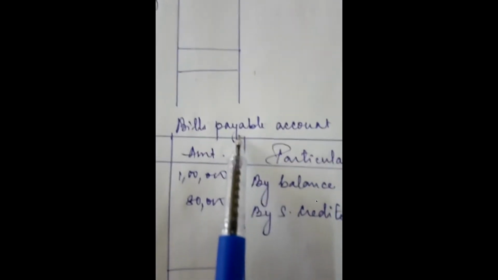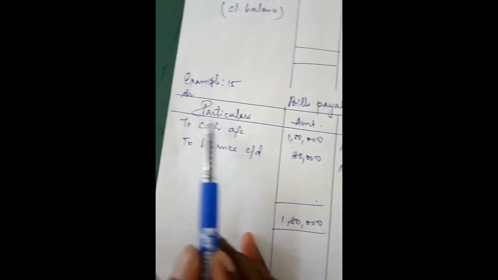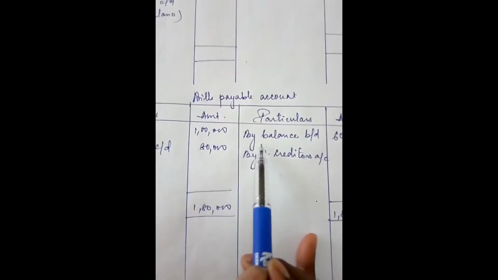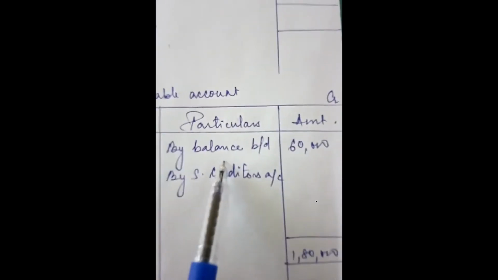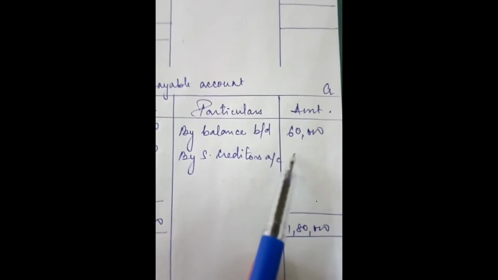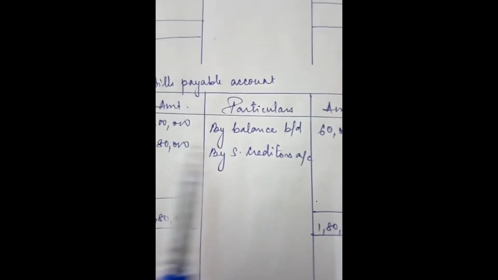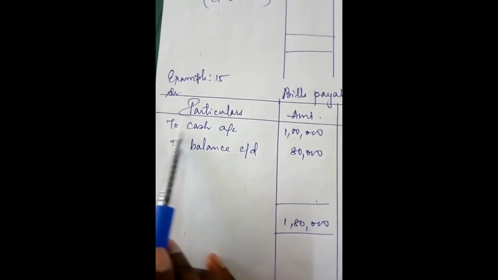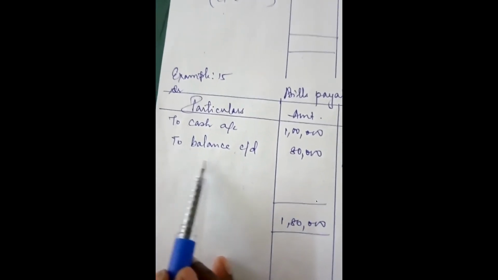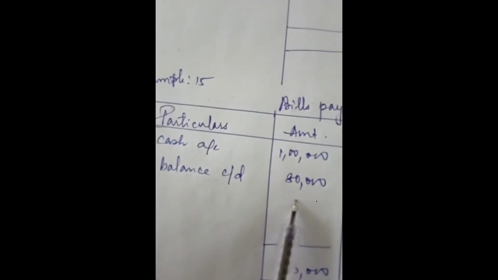When such questions are given, first we begin with bills payable account. So you have a debit side as well as the credit side. The debit side particulars and amount, and the credit side also you have particulars and amount. Here we begin with the opening balance. By balance BD 60,000. By sundry creditors, now this is what we are going to find out. Now let's look at the debit side. To cash account, that is amount paid 1 lakh, and then the closing balance we have 80,000.